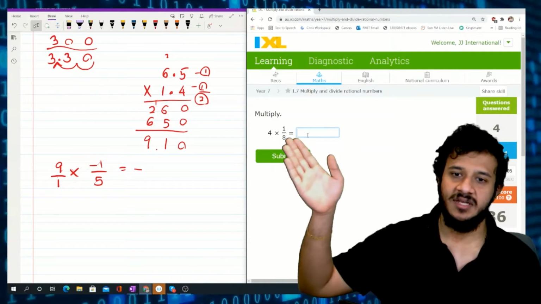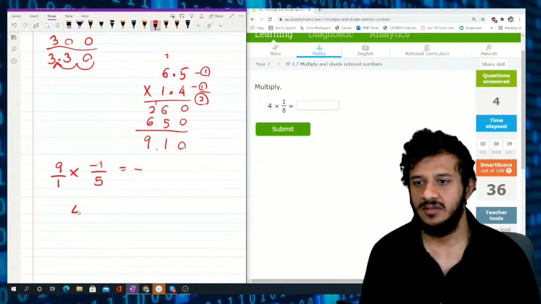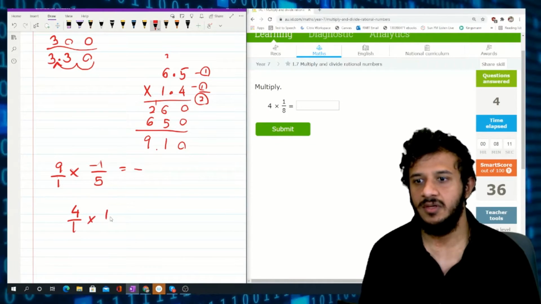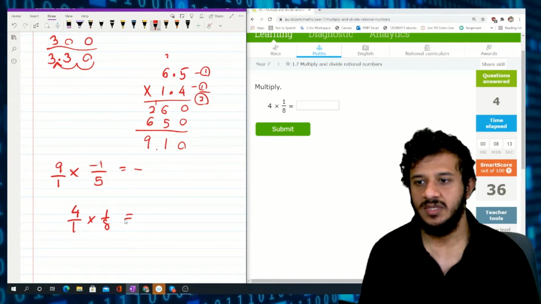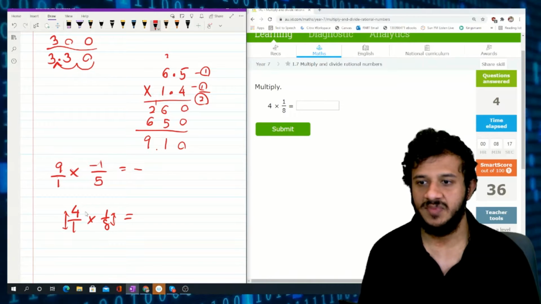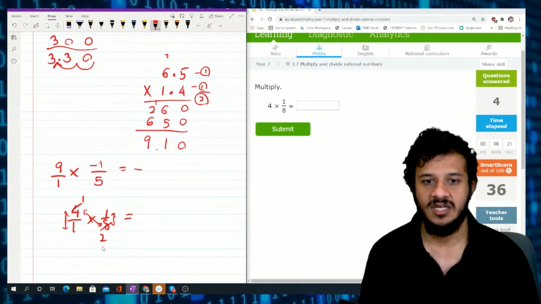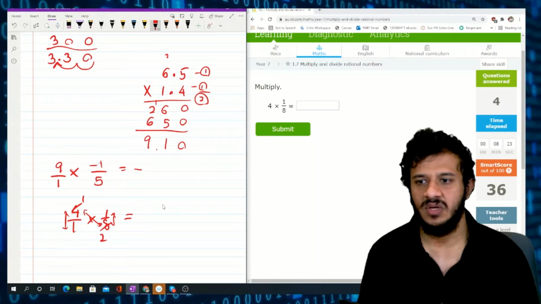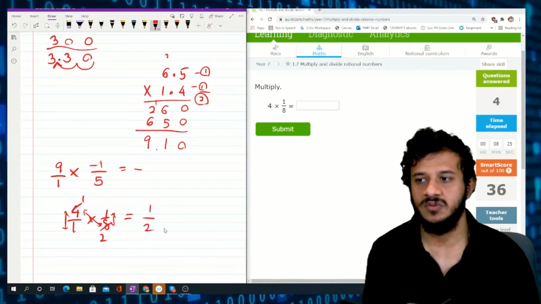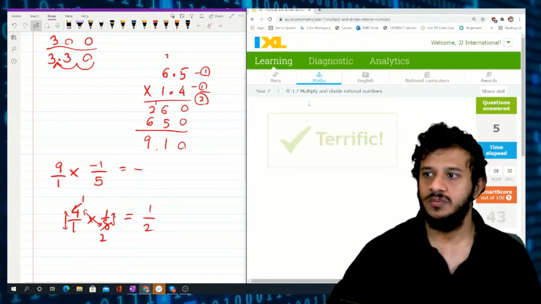And same theory here. A positive times a positive is definitely a positive. 4 over 1 times like this, so we can't simplify like this, can't simplify like this, but diagonally yes: 4 times tables, 4 times tables 1, 4 times tables 2, and that's pretty much it. 1 times 1 is 1, 1 times 2 is 2, so the answer will be 1 over 2.